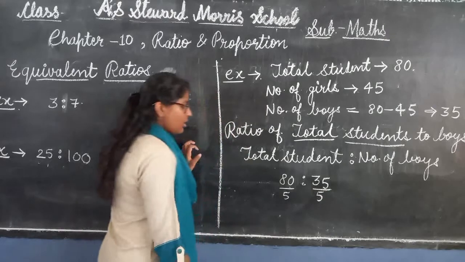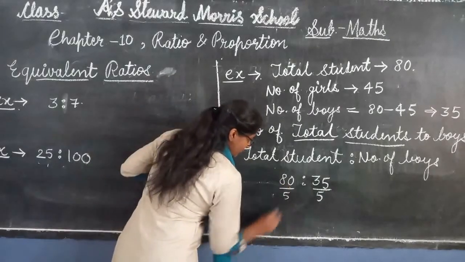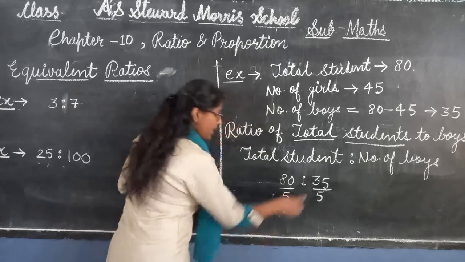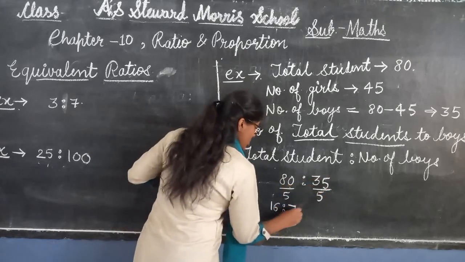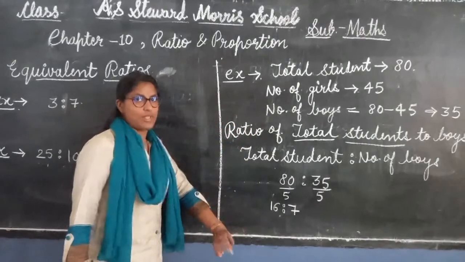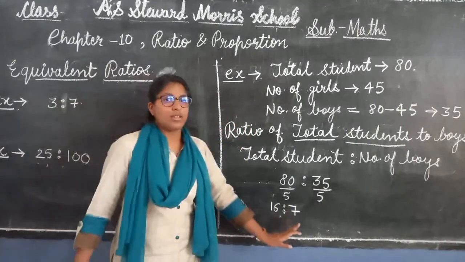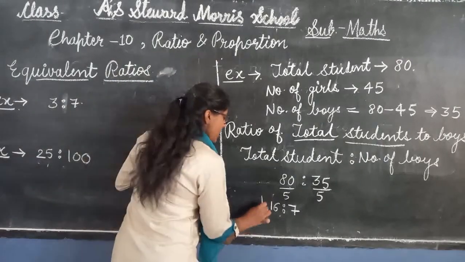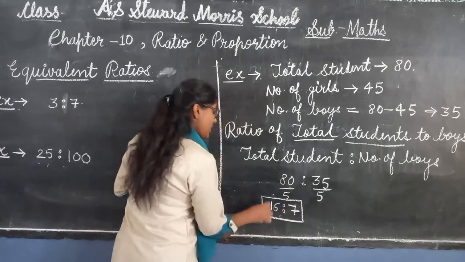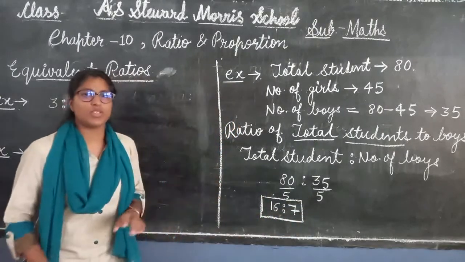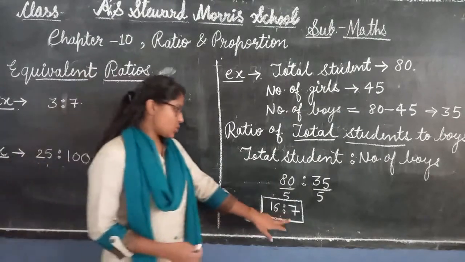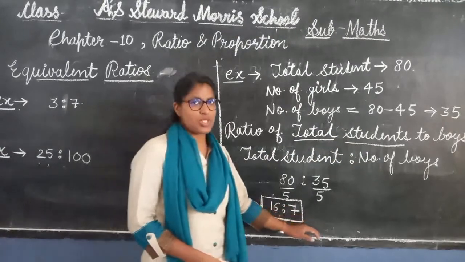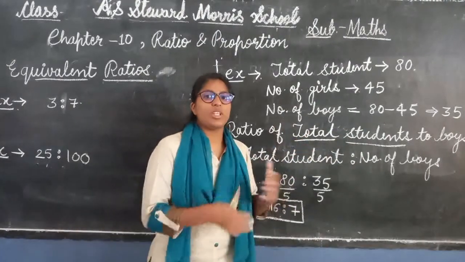Yes. Now what is the answer? 5 16s are 80, and 5 7s are 35. So you can see here 16 is to 7. Both are co-prime numbers, no common factor between them. It means this is the simplest form of ratio. 16 is to 7. So the ratio of total students to number of boys is 16 is to 7.